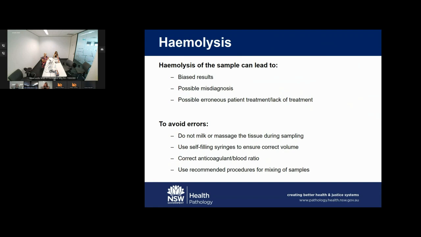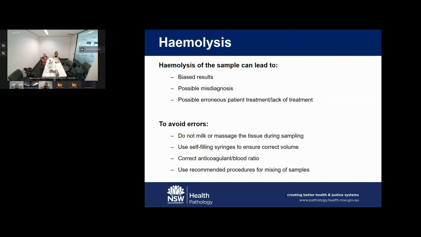So to avoid the errors, venous access is really important, and finding a good vein or a good collection area to perform the collection, following the procedures as they are in the green folder, and using self-filling syringes to ensure the correct volume, which ensures we've got the correct ratio of blood to anticoagulant. Don't massage or milk the tissue. If you've got a poor venous access and it's a difficult collection, you will end up with some hemolysis. So you really do need to be mindful of that during that collection procedure.